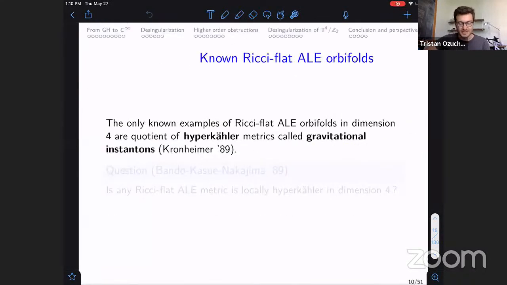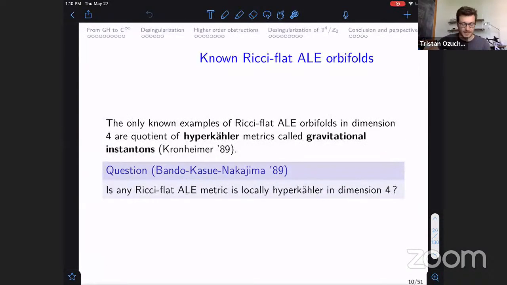But let me mention the list of known Ricci-flat ALE metrics. They are all quotients of hyperkähler metrics, which were constructed by Kronheimer. Probably the most important question in this whole topic is: is this the complete list? Are there other Ricci-flat ALE metrics? It's unclear if we should believe that it's true or not. So I will not assume either option, and we will try to see what we can do in the most general situation, and then we'll also look at this particular list of gravitational instantons.